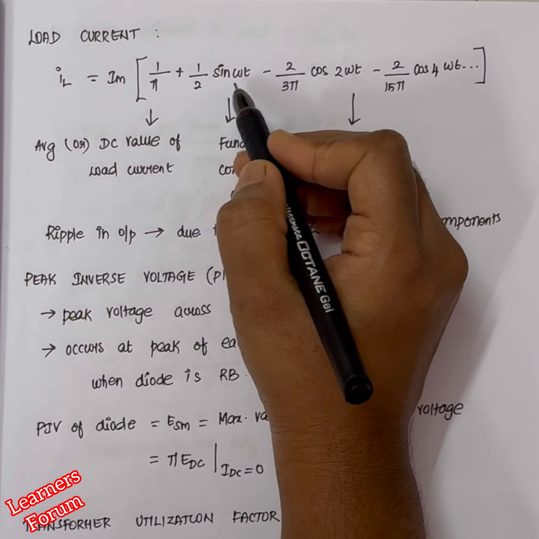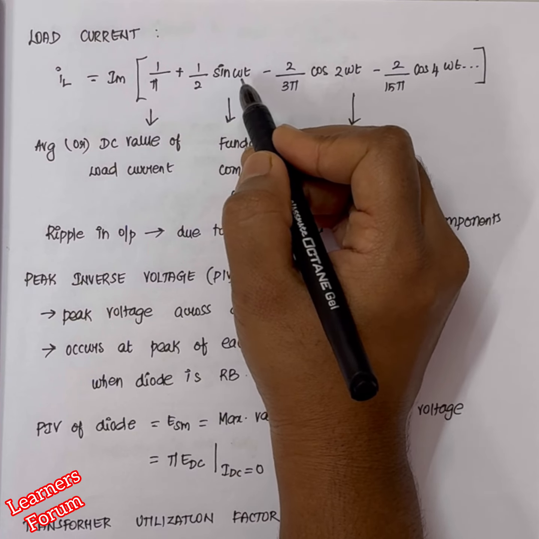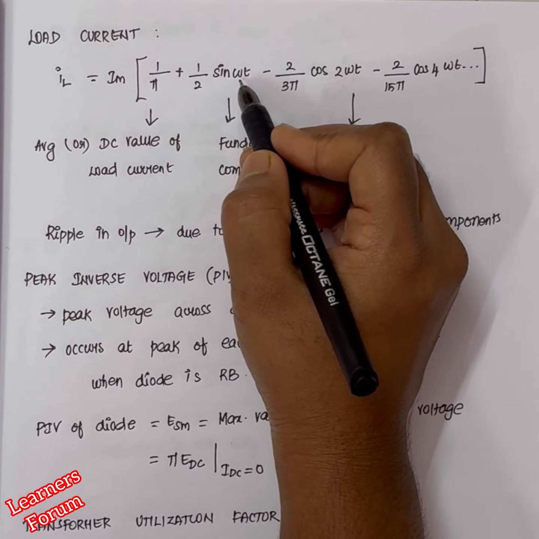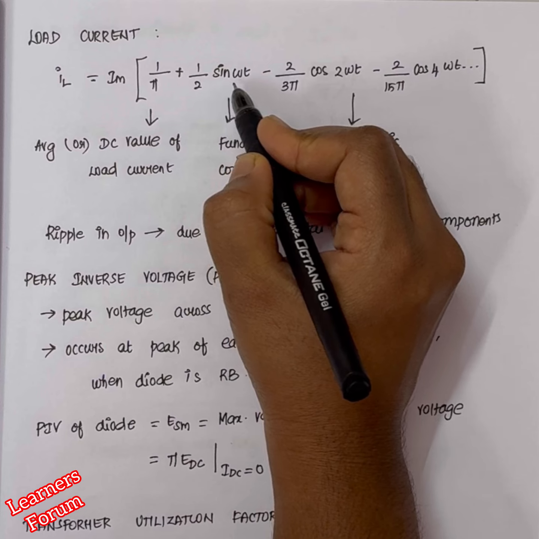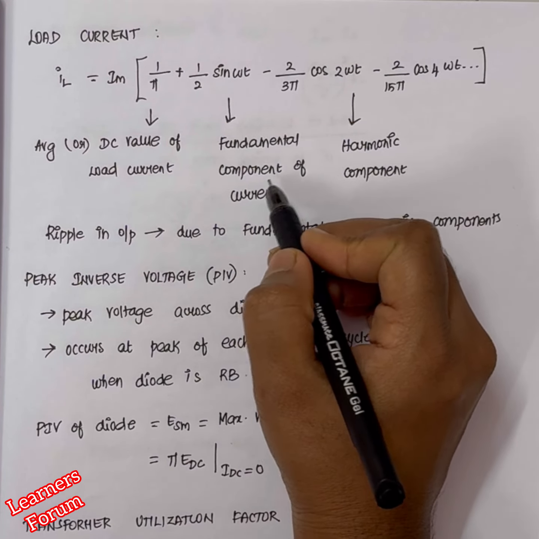In the second term, starting with 1 by 2 sin omega t, here we have the time-oriented parameter and the frequency as well, that is, angular frequency. So this very first term, which is dependent on time, will contribute to what is called the fundamental component of current.